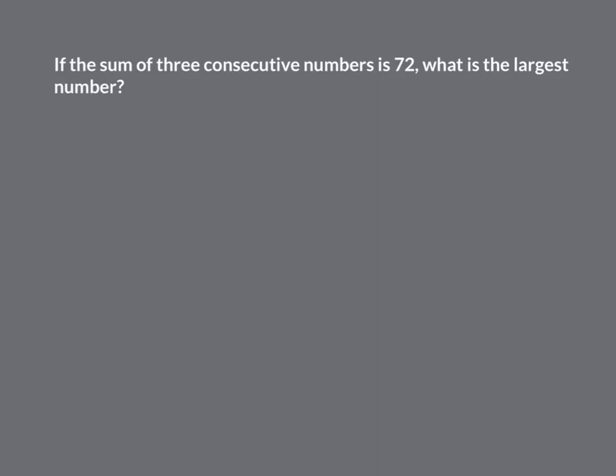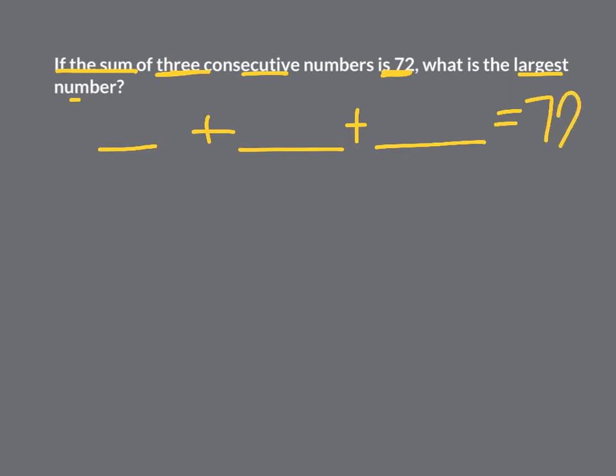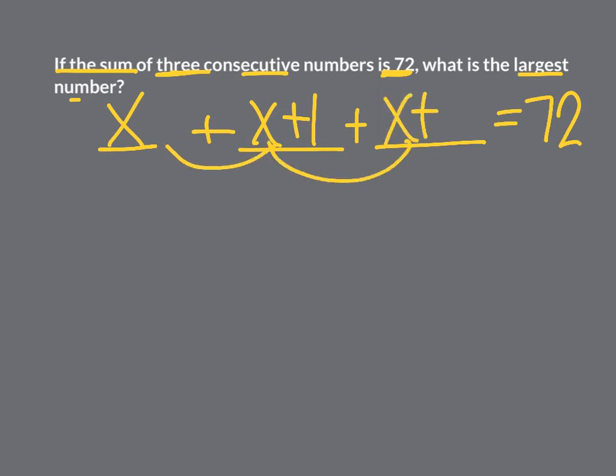Let's look at this one. It says, if the sum of 3 consecutive numbers, they didn't say even, they just said 3 consecutive numbers, is 72, what is the largest? So we're just looking at 3 consecutive numbers that add up to 72. Instead of going up by 2 each time, we're only going to go up by 1. So my next number would be x plus 1, and the number after that is x plus 2.